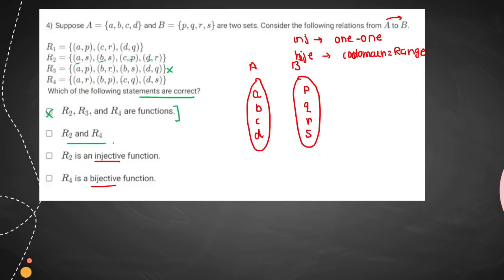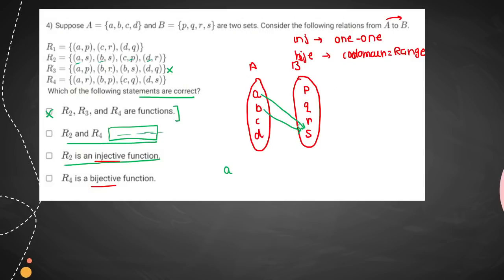The second statement, I don't know what is written here, so we will leave this option. The third statement says R2 is an injective function. So R2 maps a to s, then b to s. So this is not injective. Okay, so this is many-one.